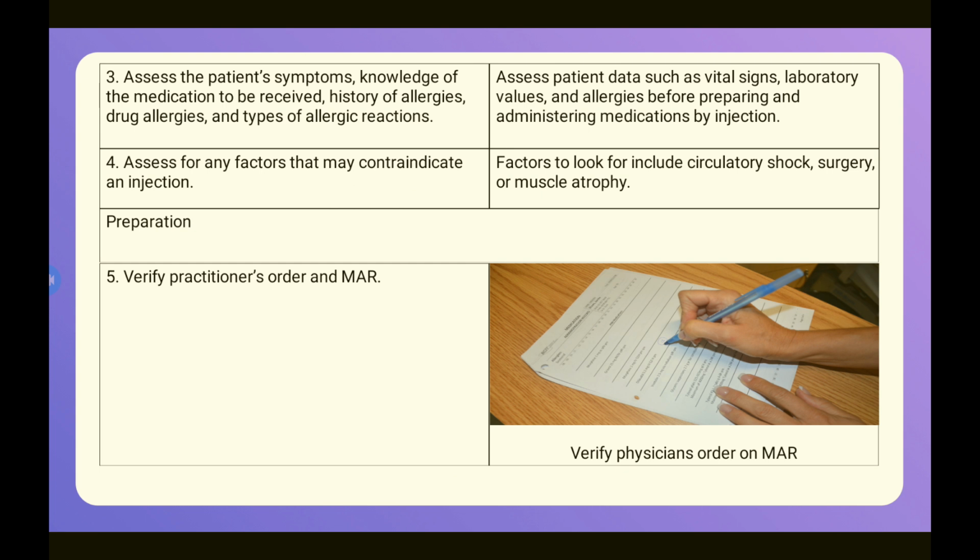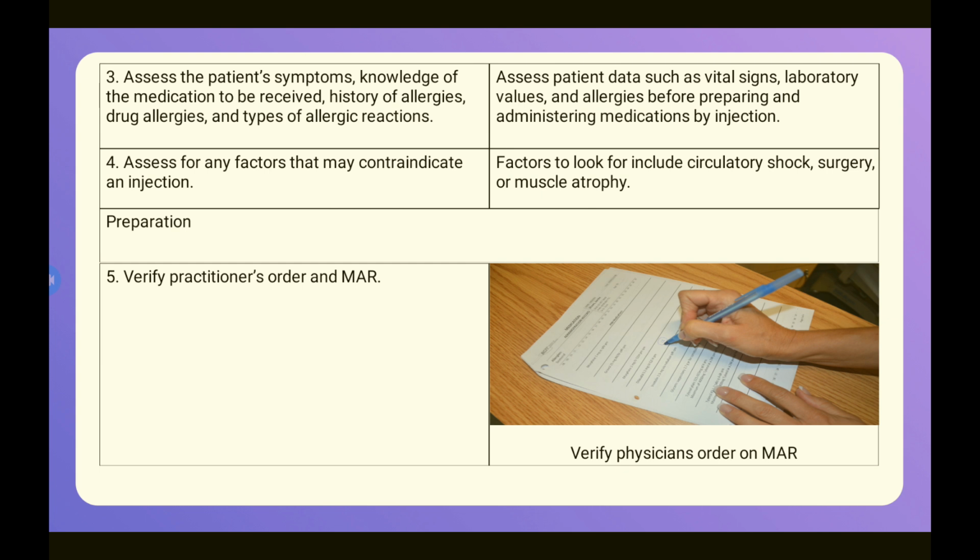And number 3, we assess the patient's symptoms, knowledge of the medication to be received, history of allergies, drug allergies, and the type of the allergic reaction. Assessing the patient's data such as vital signs, laboratory values, and allergies before preparing and administering the medication by injection is very important. Number 4, assess for any factors that may contraindicate the injection. Factors to look for include circulatory shock, surgery, or muscle atrophy.